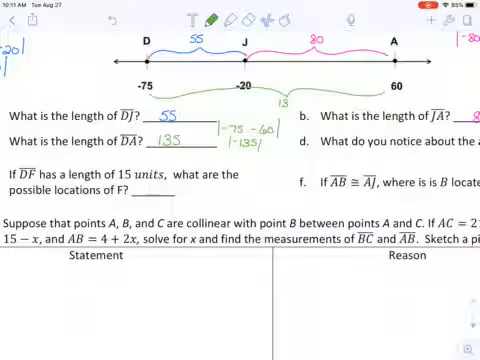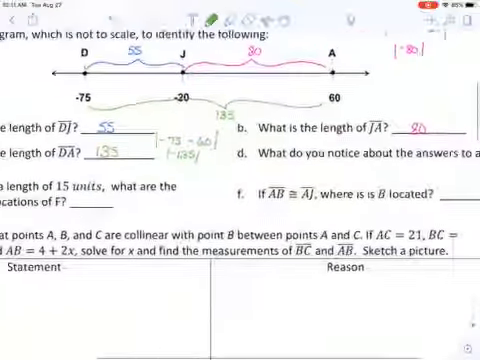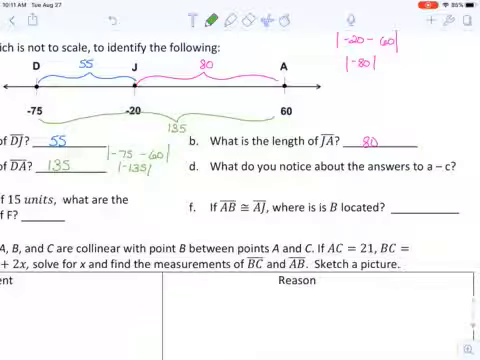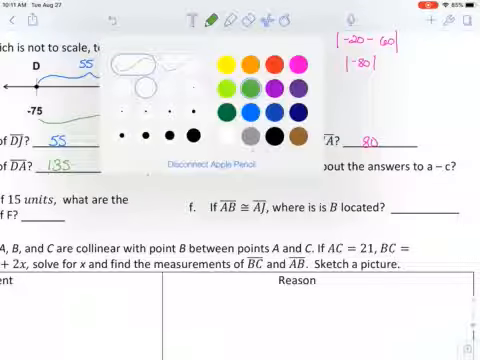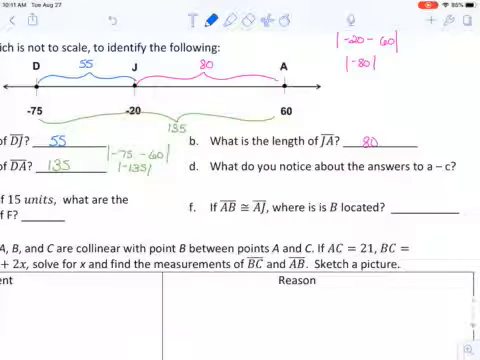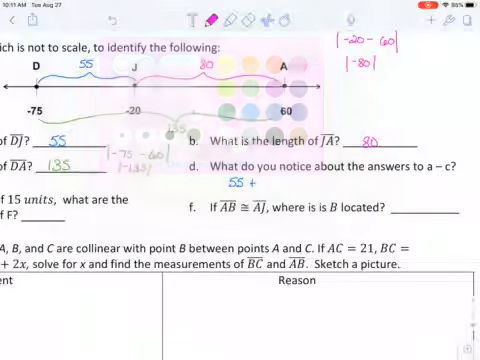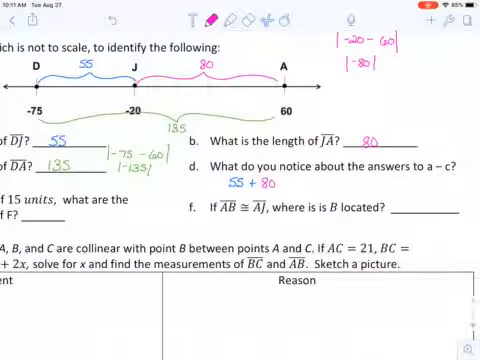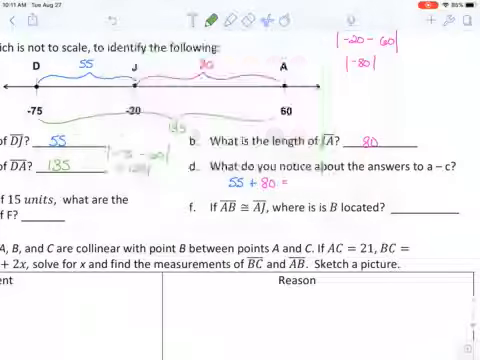And then I want to know, what do we notice about these three numbers that we just got? The 55, the 80, and the 135. You're going to notice that they're on a number line, and if the whole thing is 135 and I took scissors and chopped it right here, we have 55 on the left and 80 on the right. If I take that 55 and add on the 80, well, what do you know? It equals the whole thing. It's something that's kind of intuitive.